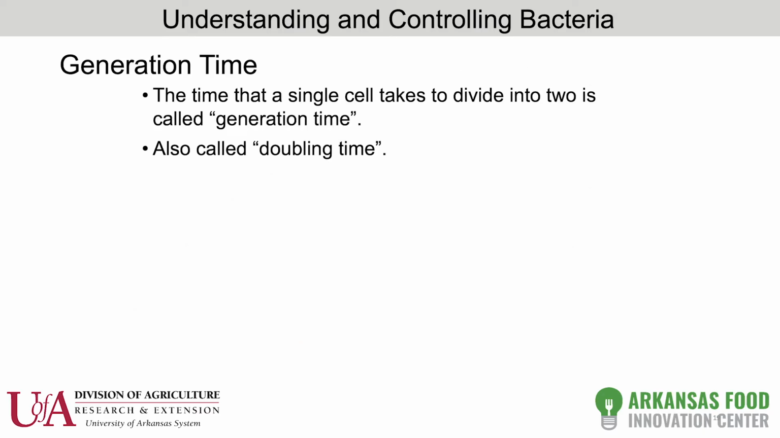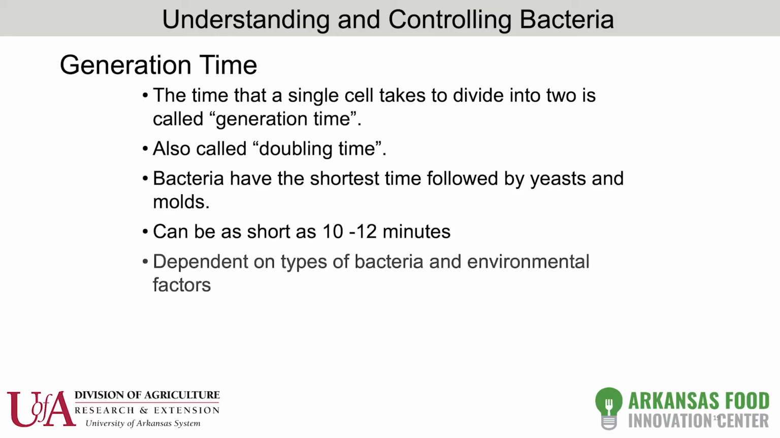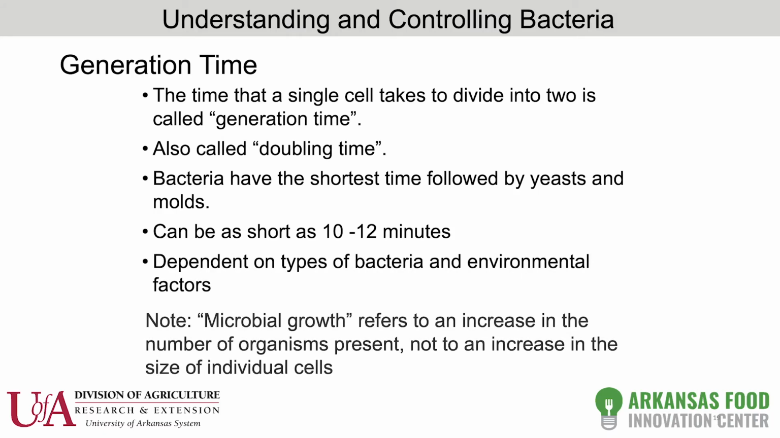The time that it takes for a single cell to divide into 2 cells is called generation time, or doubling time. Bacteria have the shortest generation time of all the microorganisms. This is followed by yeasts and molds. For bacteria, this time can be as short as 10 to 12 minutes. Note that the terms bacterial growth and microbial growth refer to an increase in number of bacteria, not in their size.